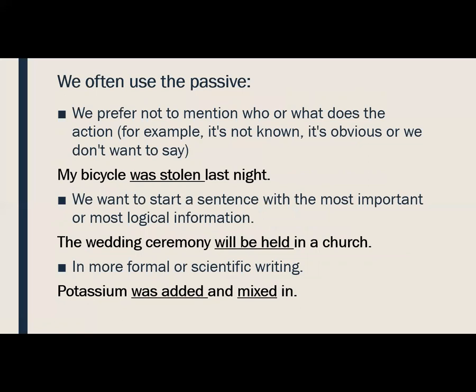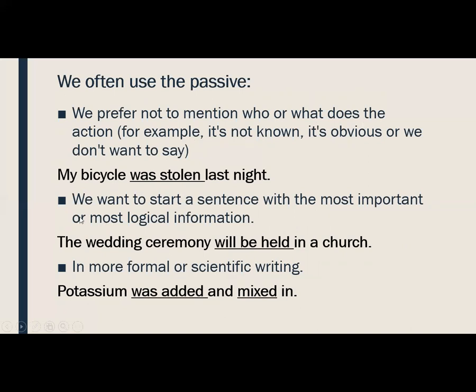So, we often use the passive when we prefer not to mention who or what does the action. For example, it's not known, it's obvious, or we don't want to say. In the example, my bicycle was stolen last night, we don't know who did the action, and that's why we haven't mentioned by him or by her.